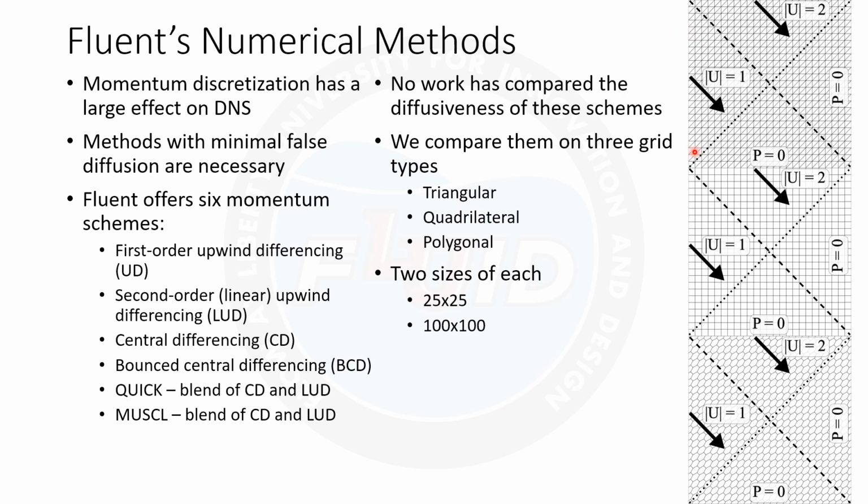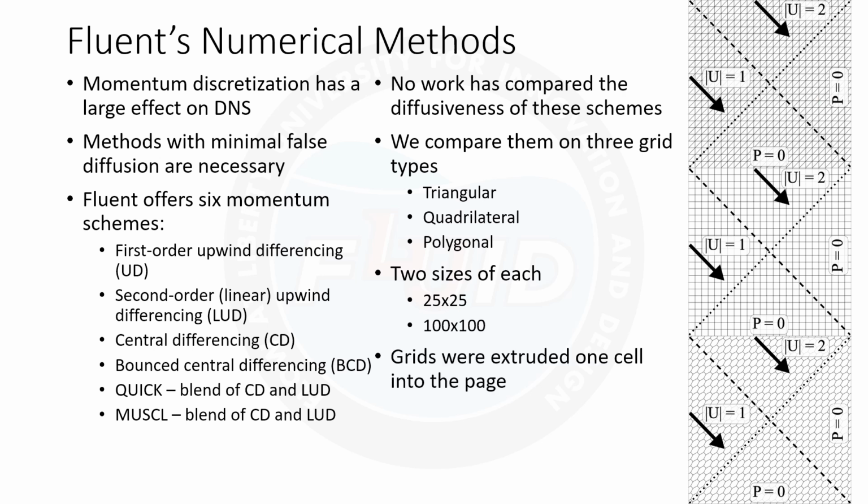So on the left-hand side, we have this velocity magnitude of 1, and on the top edge, we have a velocity magnitude of 2. In both cases, moving diagonally from top left to bottom right. And then on the outlets, we have, of course, this pressure equals 0 boundary condition.